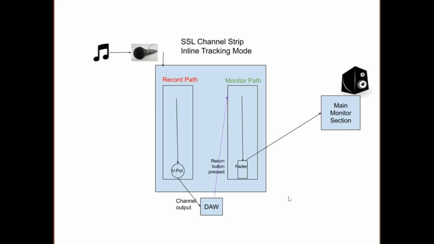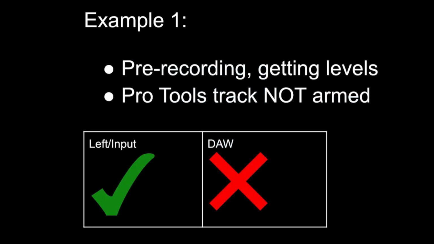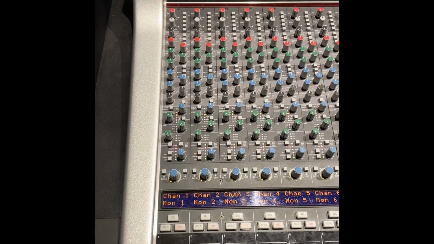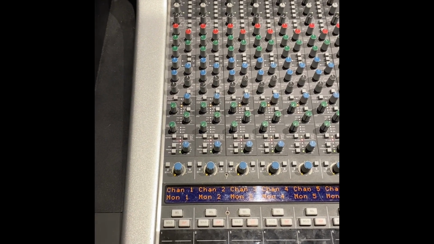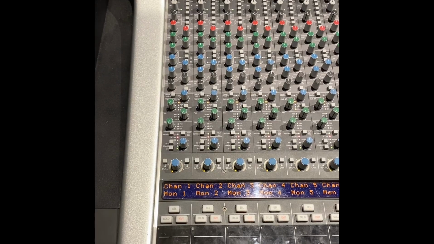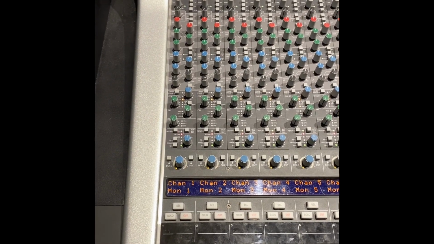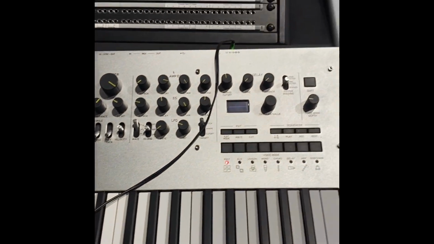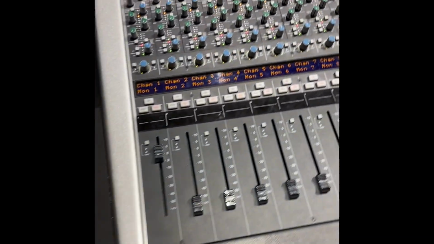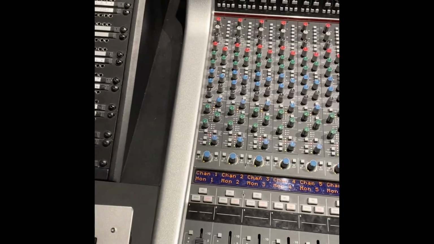Let's go into some examples. For our first example on how the return button works in inline tracking mode, we're going to start with just getting levels set up. So you've got a musician playing either in the live room or here in the control room, which is what I'm going to do today. And you haven't started recording yet, you're just getting levels.